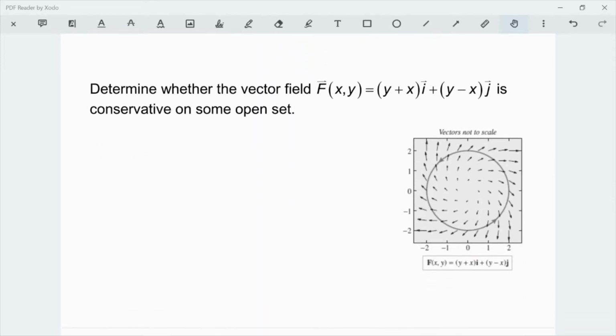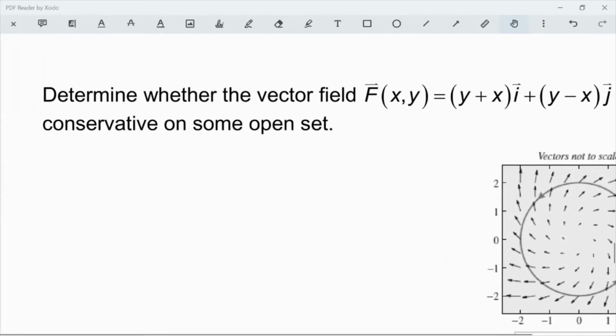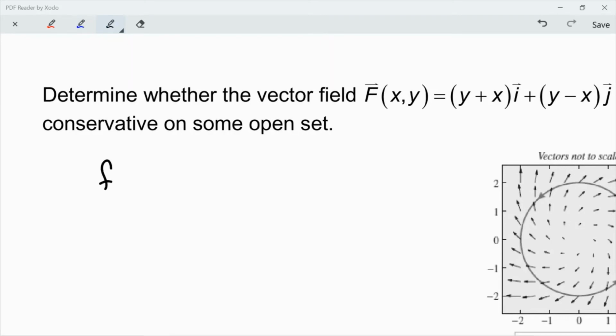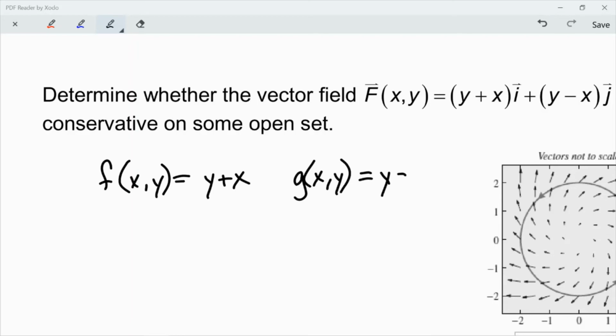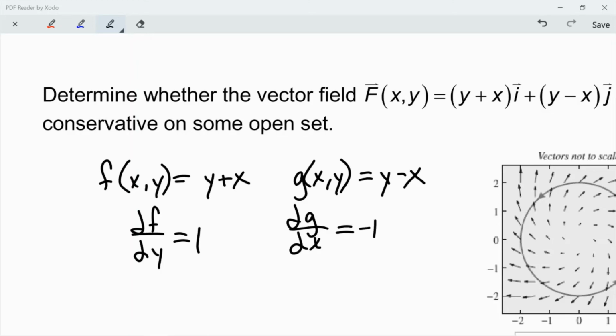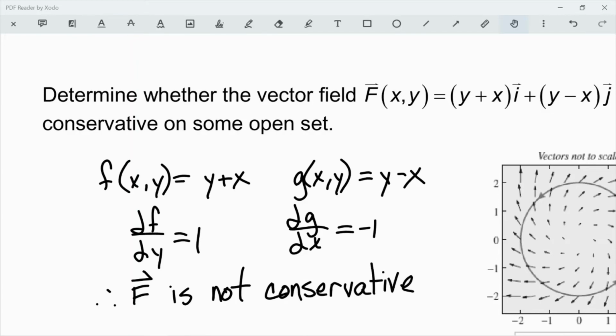So let's take a look at this problem. It says determine whether this vector field, y plus x i plus y minus x j, is conservative on some open set. Okay, so the way that I can check, in this case, my f function is always the i component. It's y plus x. My g function is the j component, and it would be y minus x. And if I look at del f del y, I get 1. If I look at del g del x, I'm going to get -1. So that means that our vector field is not conservative. Okay, so that would also indicate to us that we don't have independence of path.